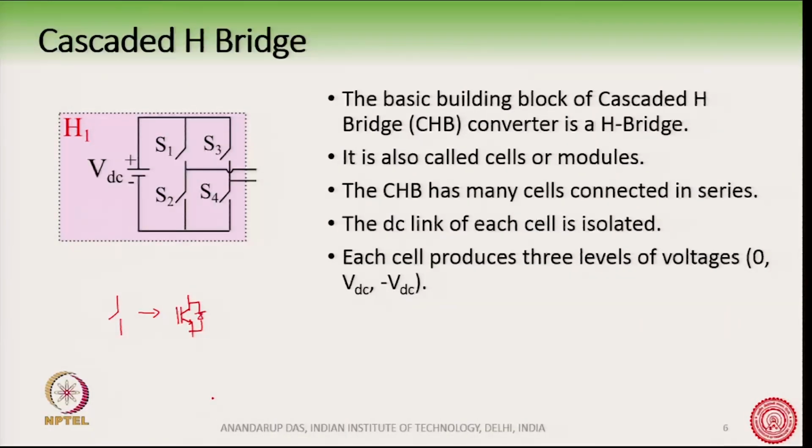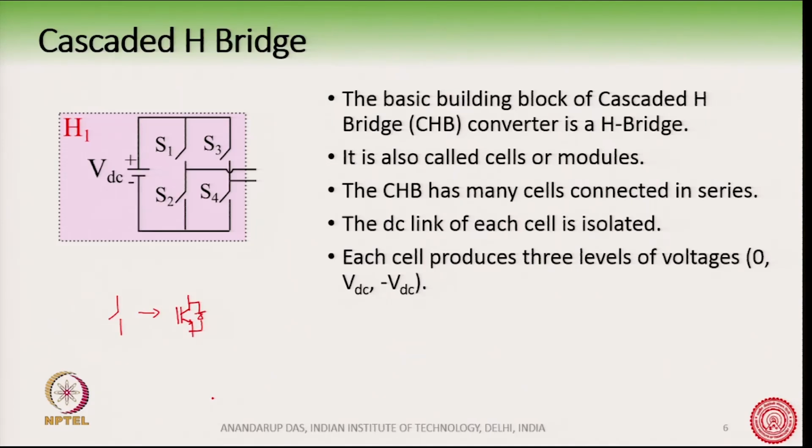Okay. And the CHB has many cells connected in series. The word itself says cascaded H bridge. So, we are cascading several of these H bridges together. We are series connecting them, cascading, series connecting. The DC link of each cell is isolated. So, when we cascade them, I will show you, we have isolated DC links for each of these cells or modules.